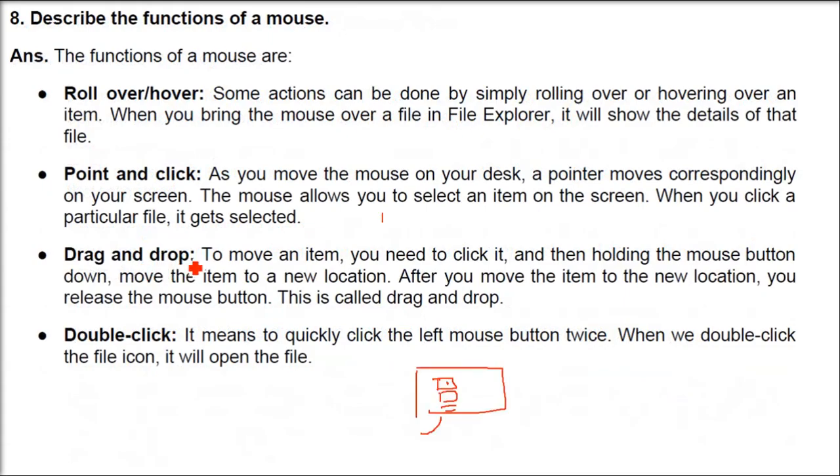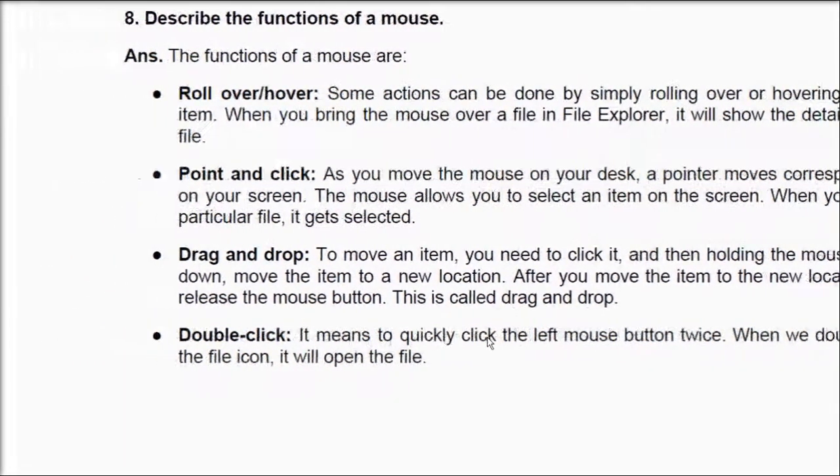Second thing is point and click. You are selecting. I just showed you. Drag and drop. Take a certain point, press your button, and now without leaving your button, just drag it. Take it somewhere. Double click is just for opening. You have to click the mouse button twice.